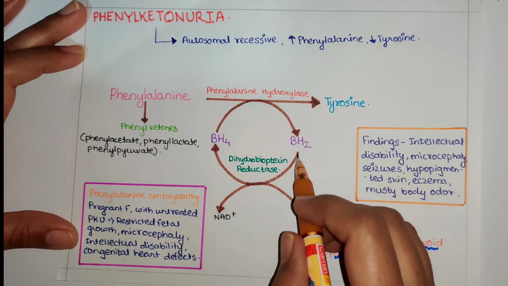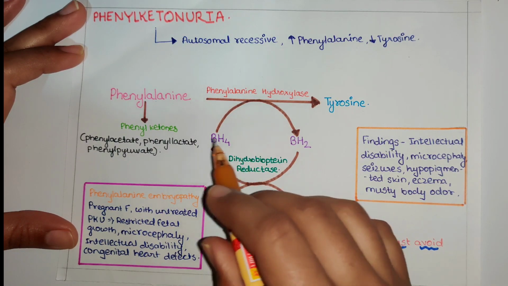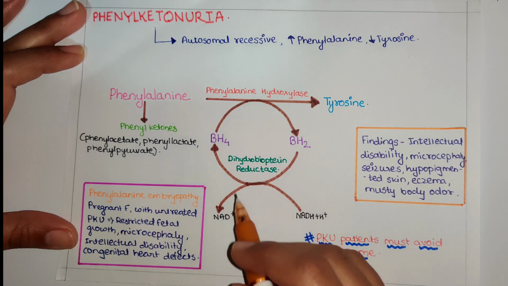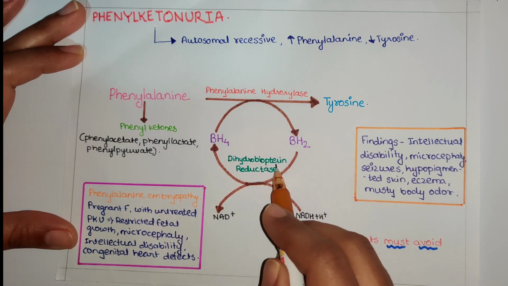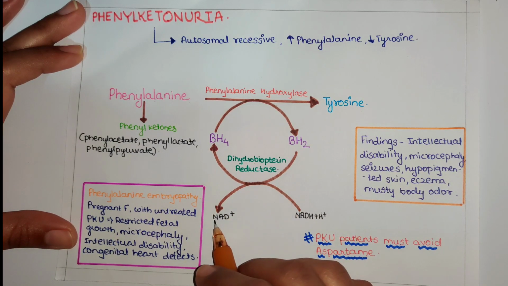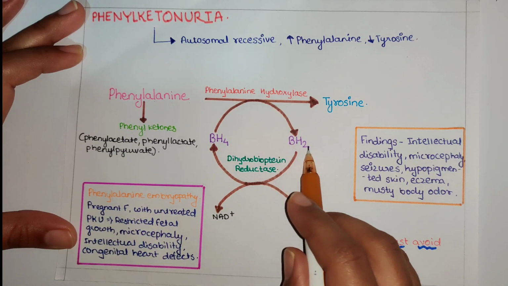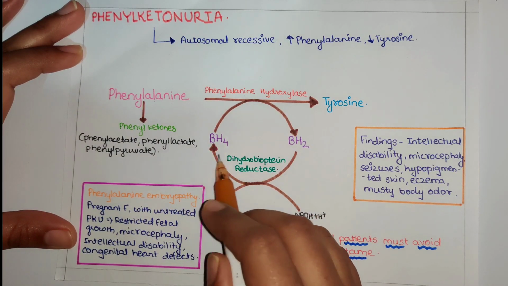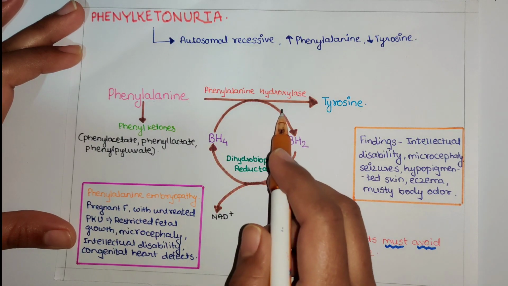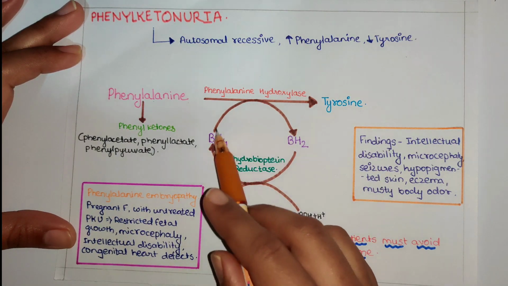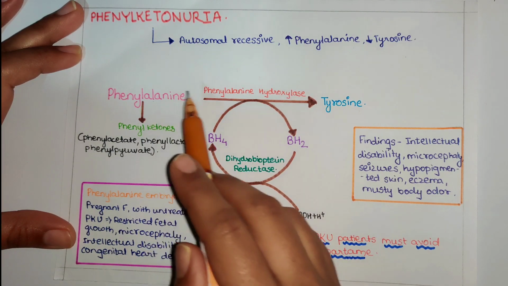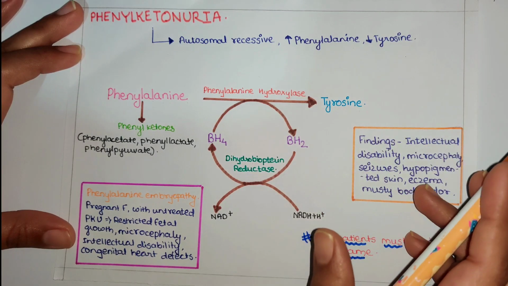Now you need to replenish your BH4 for this metabolism to occur. So how will you replenish it? So there is this enzyme known as dihydrobiopterin reductase, which uses NADH2. NADH2 gets converted into NAD plus, and BH2 will get converted into BH4 again, and BH4 can act as a cofactor for phenylalanine hydroxylase. So it's like a cycle: BH4 getting converted into BH2, BH2 getting converted into BH4, and phenylalanine getting converted into tyrosine. I hope that makes sense.